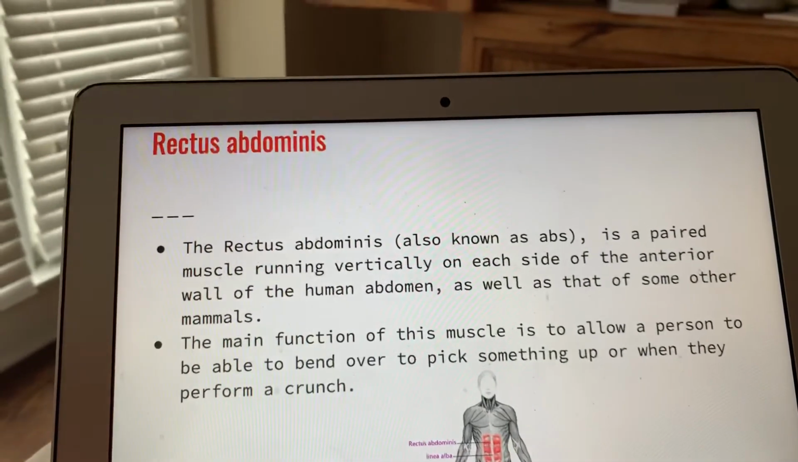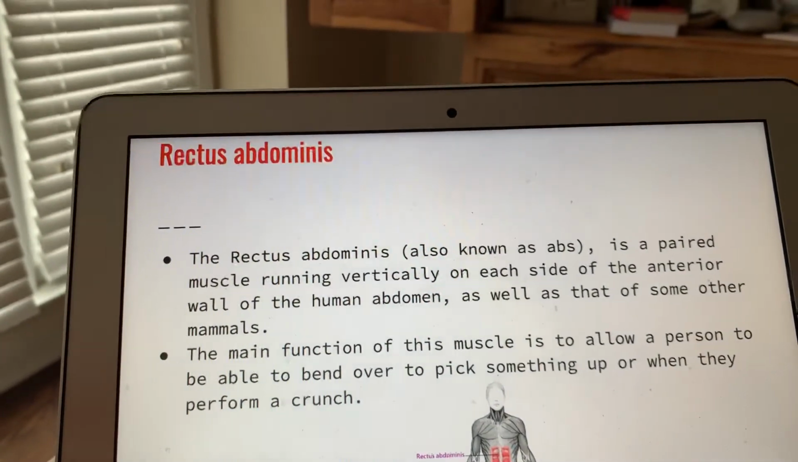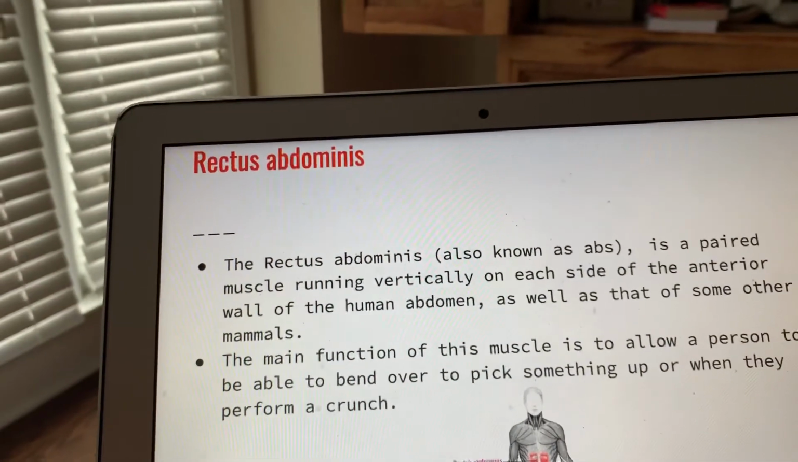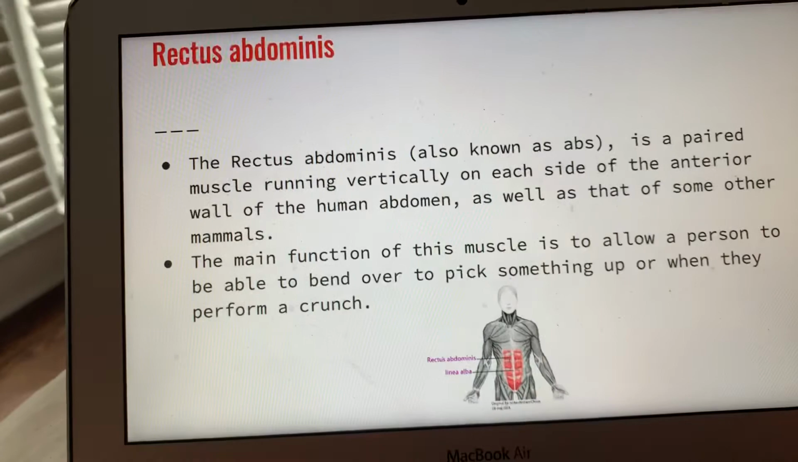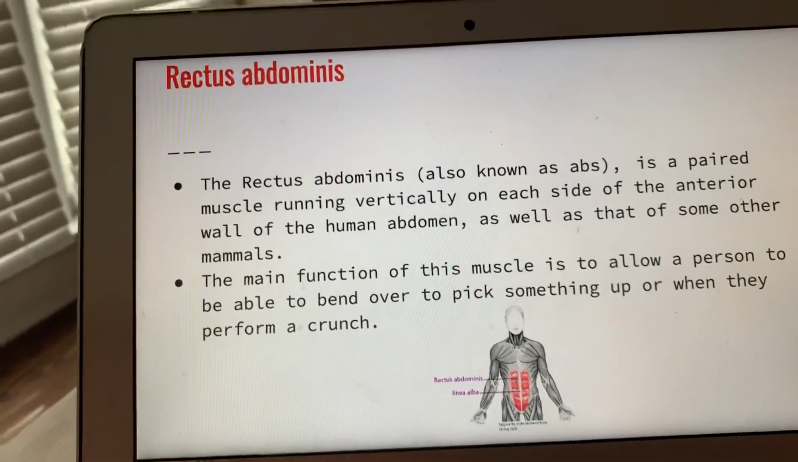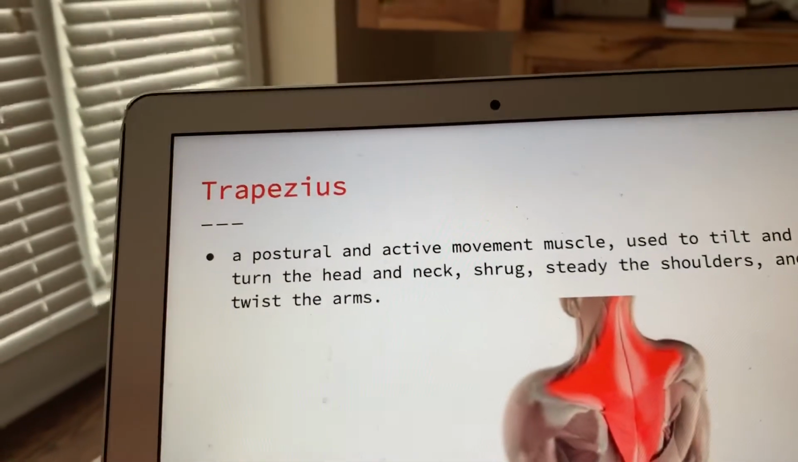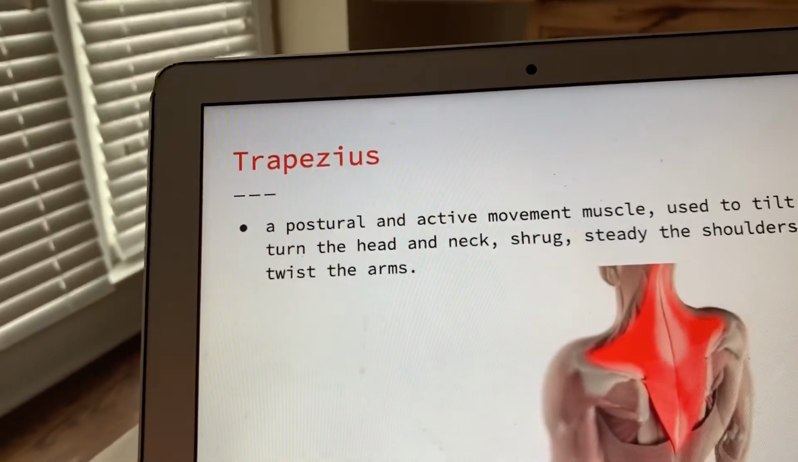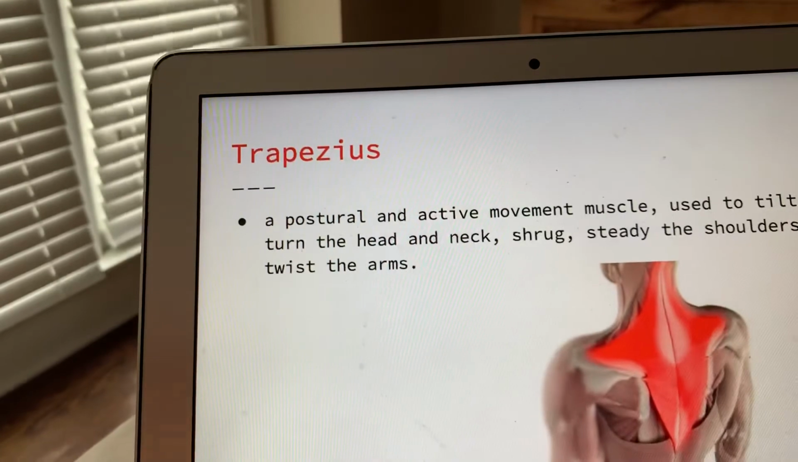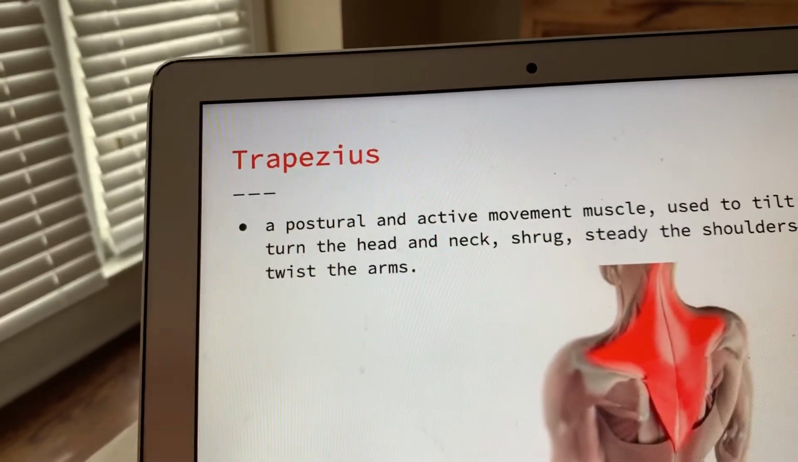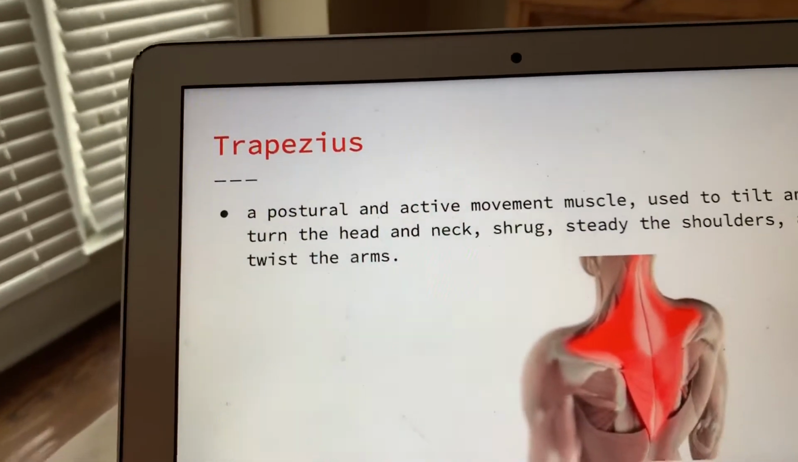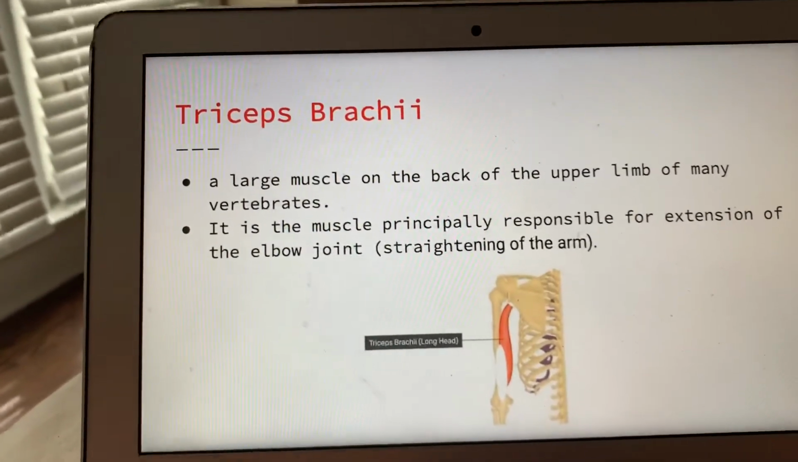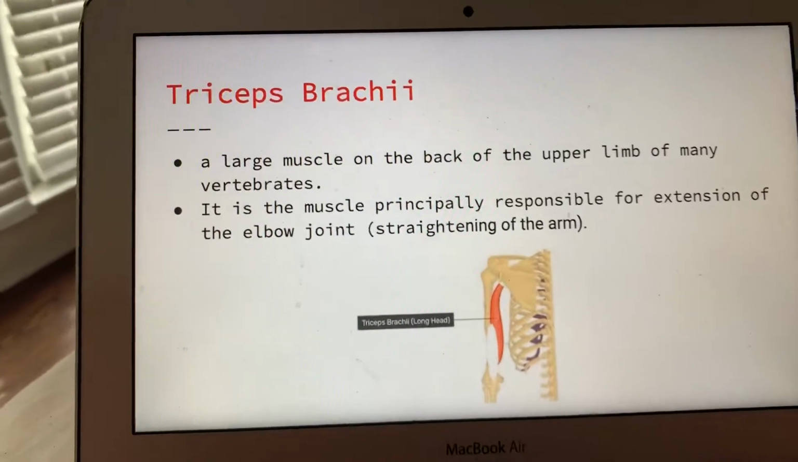The rectus abdominis, also known as the abs, has a main function of allowing a person to bend over to pick something up or when they perform a crunch. The trapezius is the muscle on your upper back and neck, and it's used to tilt and turn the head and neck, shrug, sway the shoulders, and twist the arms. The triceps brachii is a large muscle on the back of the upper limb of many vertebrates.